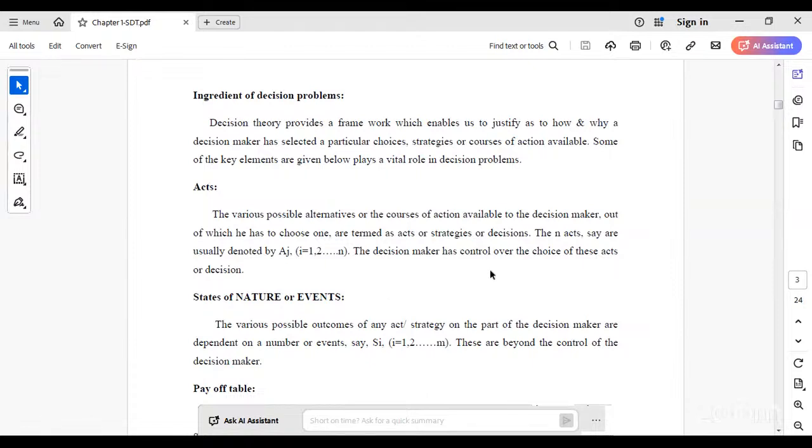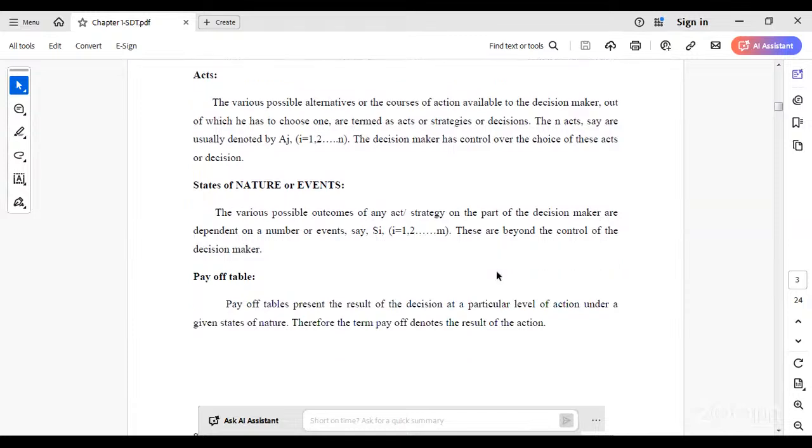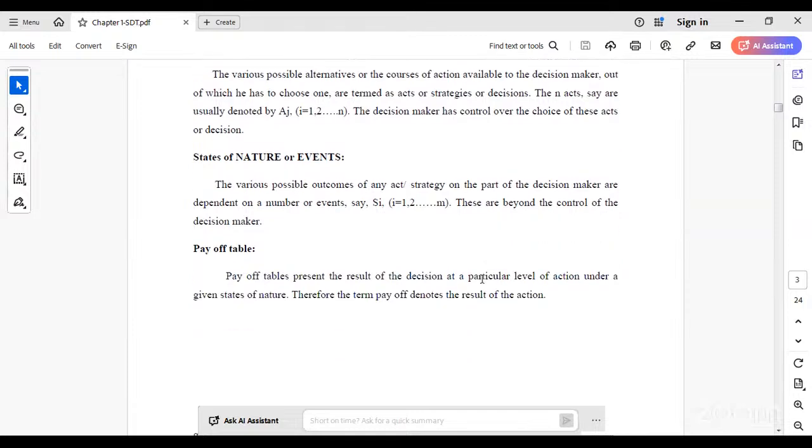Okay, so acts are completed. Then after completion of act comes state of nature or events. The various possible outcomes of any act or strategy on the part of the decision maker are dependent on a number of events, say E_i, where i equals 1, 2, and so on up to m. These are beyond the control of the decision maker.